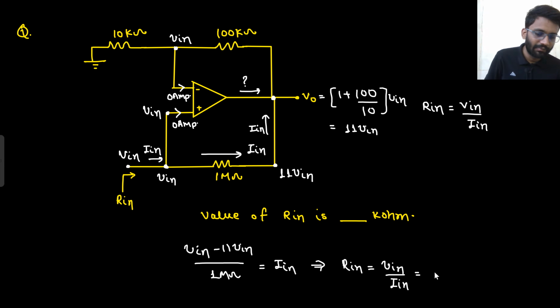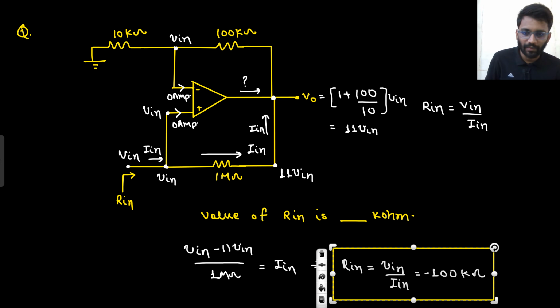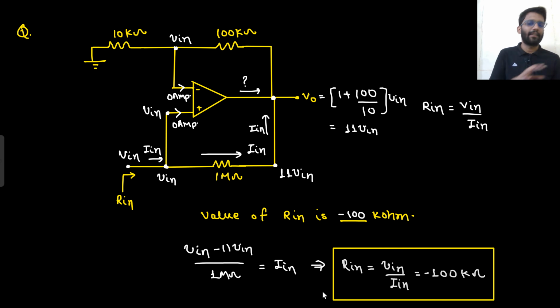100 kilo ohm. So V in by I in is 100 kilo ohm minus of 100 kilo ohm. So your R in is becoming minus 100 kilo ohm. So your answer is minus 100. Understood? Very easy question. You just needed to find V in by I in.